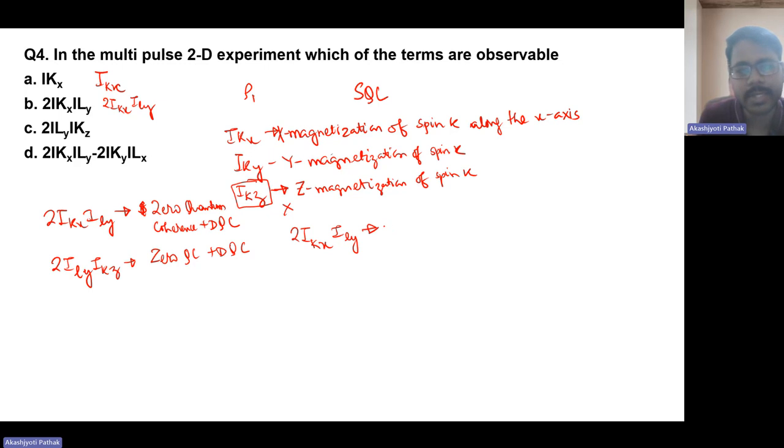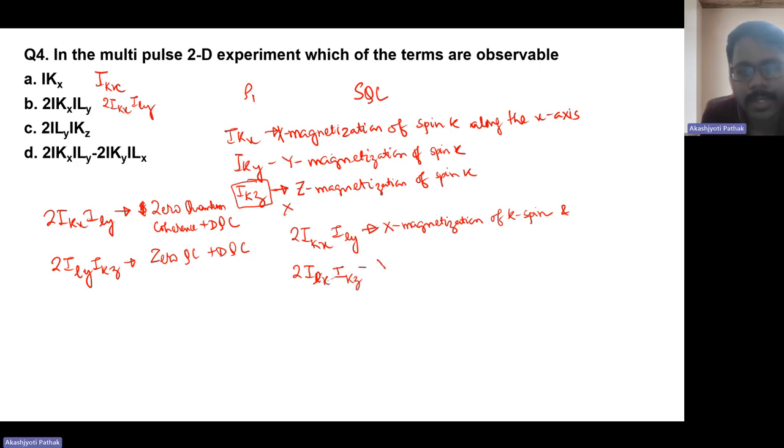This means that X magnetization of K spin, and Y magnetization of L spin. Then you will also have I_Ly, which means Y magnetization of L spin. But if there are terms like this one, I_K or I_Lx I_Kz.